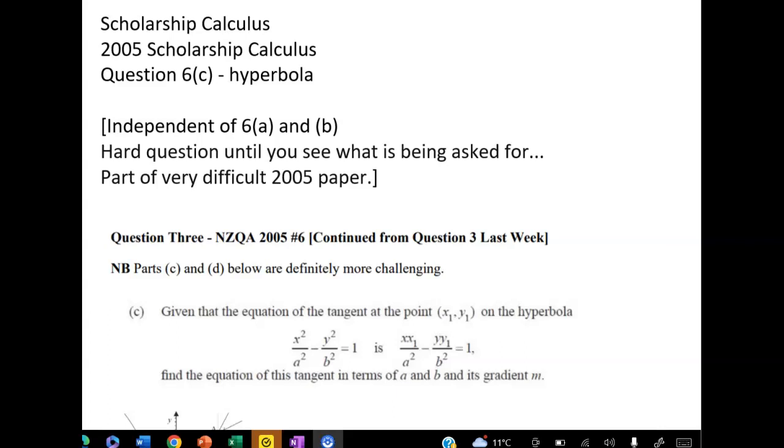It's the third part of what I've said before is a pretty hideous question. So I'm just going to quickly show you 6a and 6b in case you haven't looked at them yet.